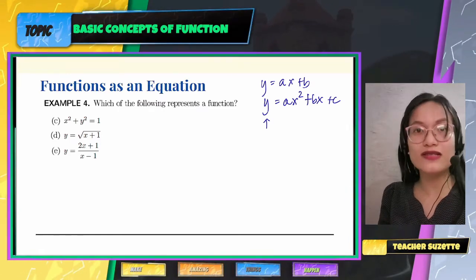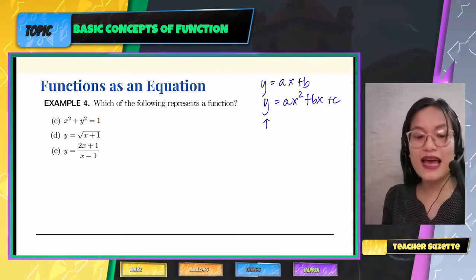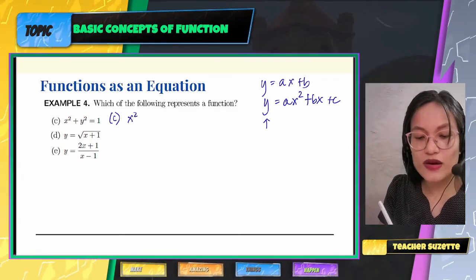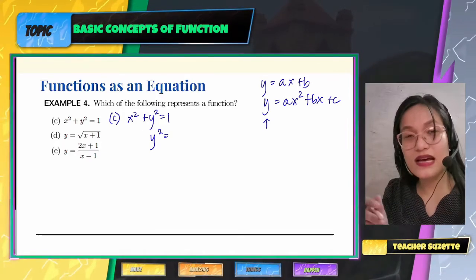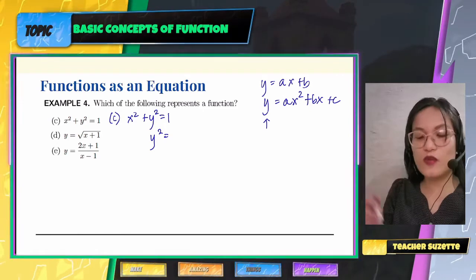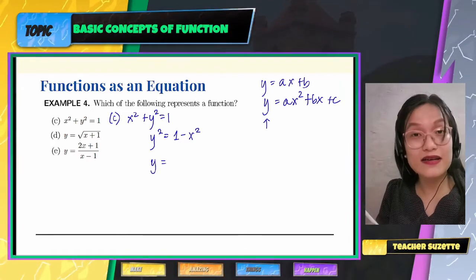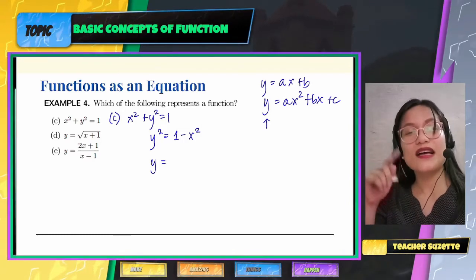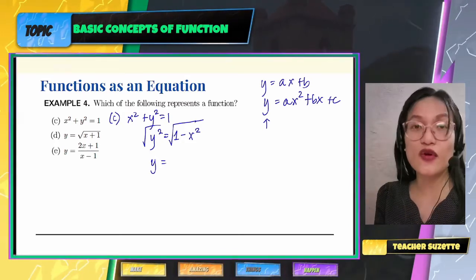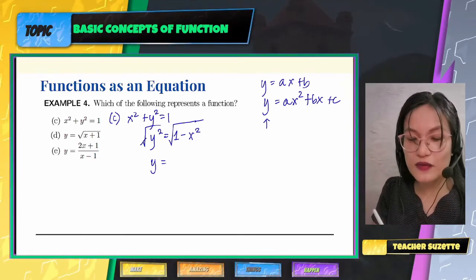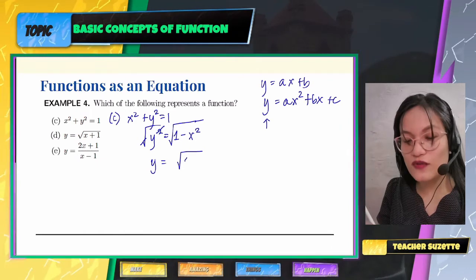So, examine natin yung letter C. I-isolate natin or i-manipulate natin yung ating equation, wherein yung y ay matitira lang sa isang side. So, we have x squared plus y squared is equal to 1. So, para magstay yung y squared sa one side lang ng ating equation, transfer natin si x squared. So, we will have 1 minus x squared. Then, para talaga maging y na lang siya, tanggalin natin yung squared doon sa y. So, that is by raising to square root both sides of your equation. So, square root of y squared, makakancel na po yung ating 2. So, matitira na lang is y. And dun sa kabila naman, you will have the square root of 1 minus x squared.